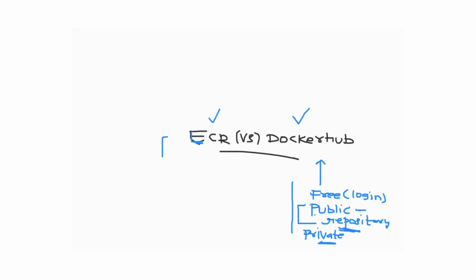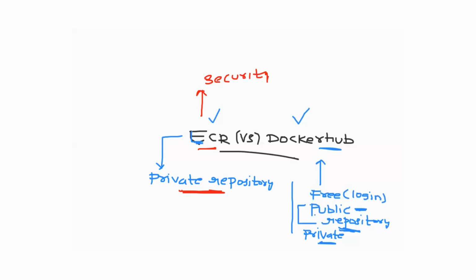Whereas ECR, fundamentally, supports the private repositories concept. So by default, if you create a repository in DockerHub, it will be a public repository, whereas by default, ECR's repositories are private in nature. Of course, you can create a public repository in ECR as well, but by default, it will create private repositories. That means ECR is fundamentally focused on security and private repositories, whereas DockerHub initially started its focus with public repositories. Right now, many people use DockerHub with private repositories as well.